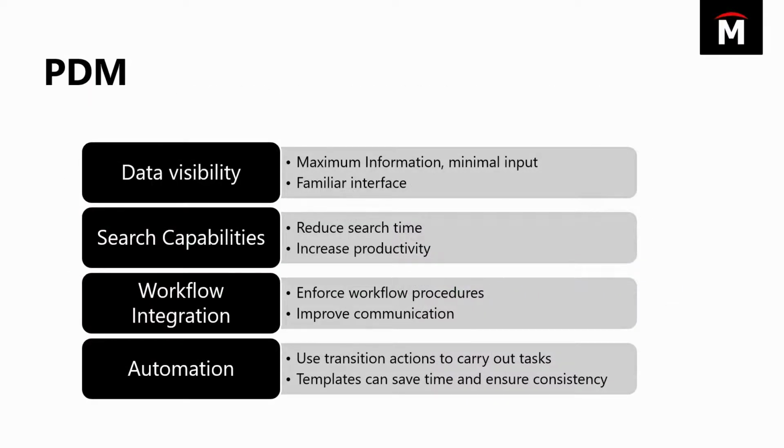All right, let's look at my favorite thing. Automation for me is always a really cool thing because it basically allows you to do more with the current manpower that you've got. So what we're going to look at here is transitions. Transitions can actually allow us to carry out certain tasks. And then we're also going to look at templates. These are two areas where you can save yourself a lot of time and ensure consistency within PDM. So we're going to take a look at both of those.